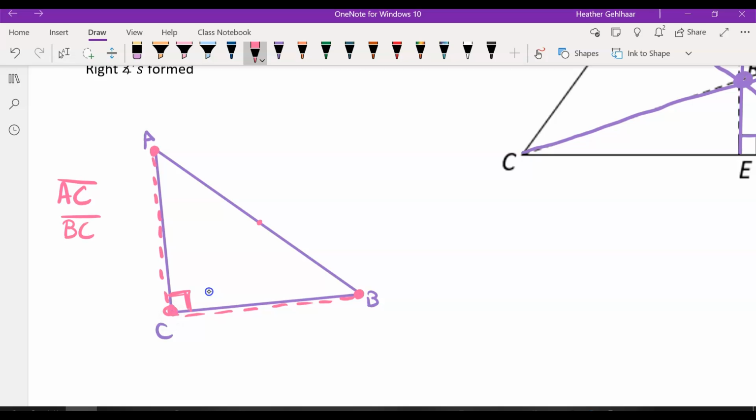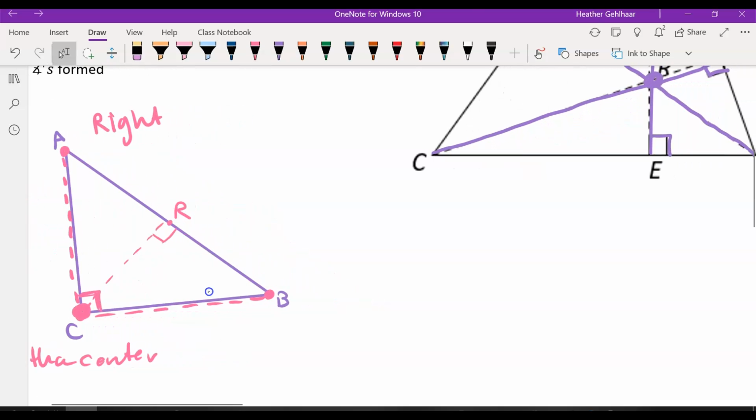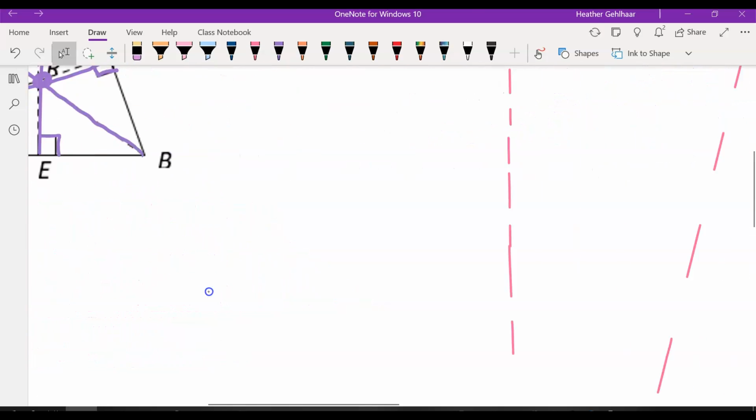Then I have to go from the vertex C. So I'm going to drop this to the other side to get our right angle. So I'm going to put an R here. So CR is an altitude. So all three of these are altitudes. As we see here, they all intersect at the same point. Point C is the orthocenter. Okay, so this is a right triangle. All right, next we have an obtuse triangle.